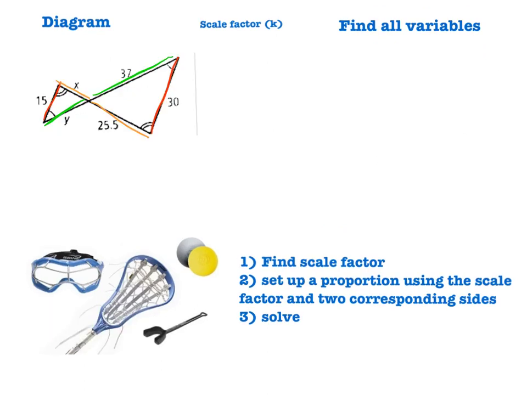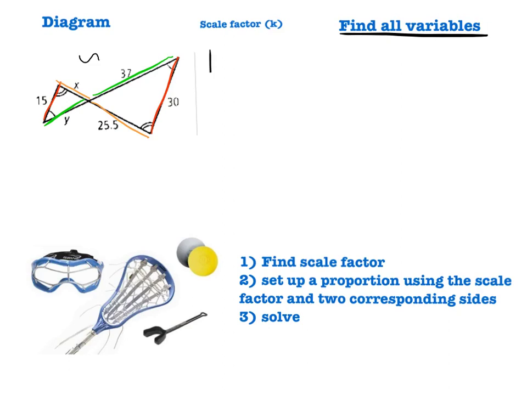For this second question in this diagram, what I'd like you to do is again note that these two triangles are similar. I'd like you to find the scale factor and to find all those variables alone. Pause the video, and when you're ready, unpause it to see if you were right.